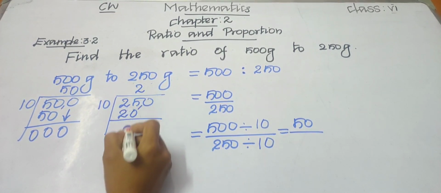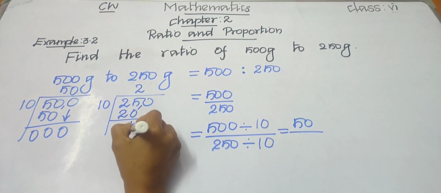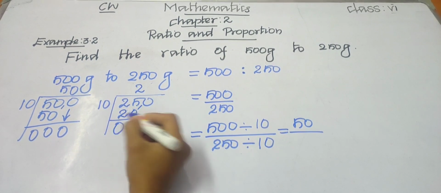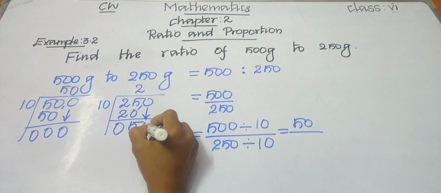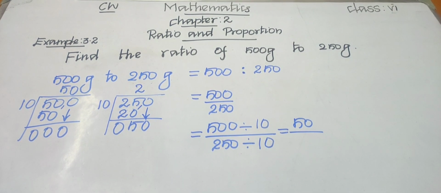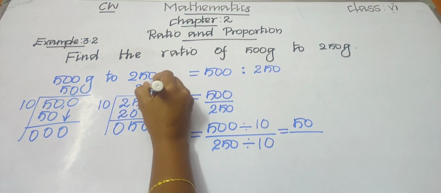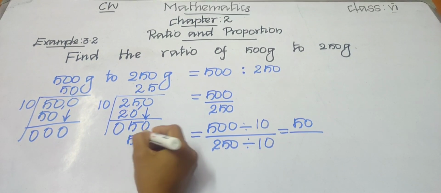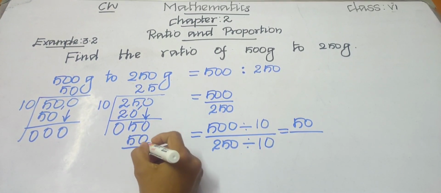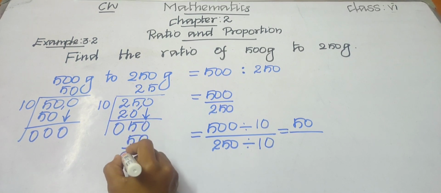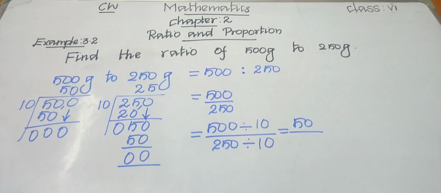Now subtract it. 5 minus 0, 5. 2 minus 2, 0. Now bring down the 0. Now we got 50. Now say the 10 table. 1 ten is 10, 2 tens are 20, 3 tens are 30, 4 tens are 40, 5 tens are 50, right? Put 5 in the quotient and 50 here. Now subtract it. 0 minus 0, 0. 5 minus 5, 0. So what did we get? We got 25 as the answer. Now put 25.